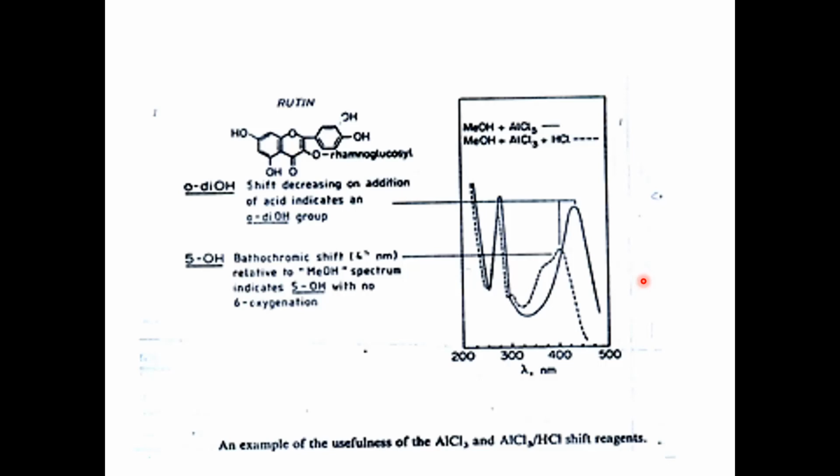The presence of 5-hydroxyl group can be concluded by the shift in band 1 upon addition of aluminum chloride. This large shift in band 1 indicates the presence of 5-hydroxyl group.